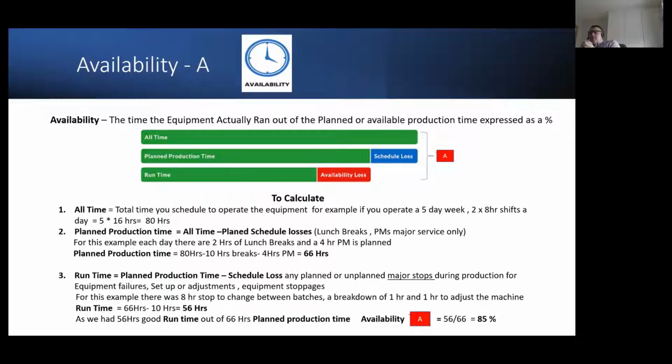So for this example, there was an 8-hour stop to change between batches. There was a breakdown for an hour, and we took 1 hour to adjust the machine at the start. So from the 66 hours we had available to run the machine, we had to remove 10 hours from that. So effectively the machine ran for a clean 56 hours. We had 56 good run hours from the 66 we planned. So our availability figure is 56 over 66, giving us an 85% availability calculation for this particular run.